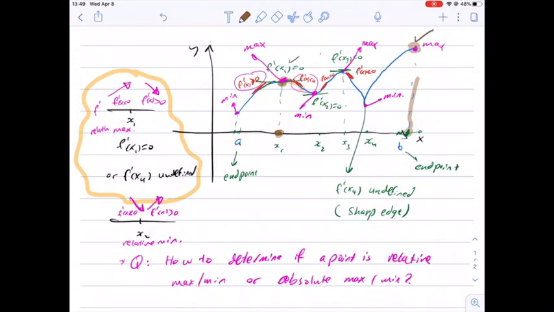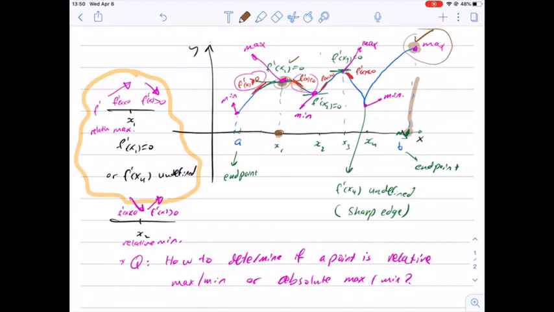So this is larger than this. So one of them should be absolute max. As you can see, this one, the maximum at B, is the absolute max point because it's the highest point of the whole graph on the domain. And x1 and f of x1 is a maximum, but it's not the highest point or the largest value.